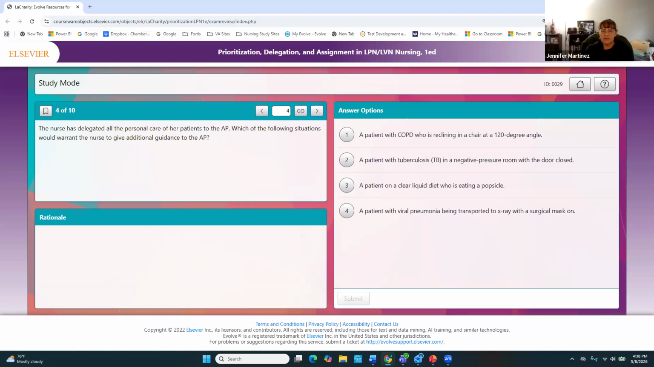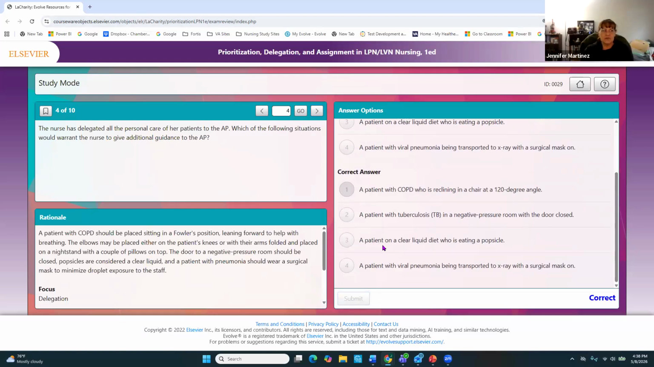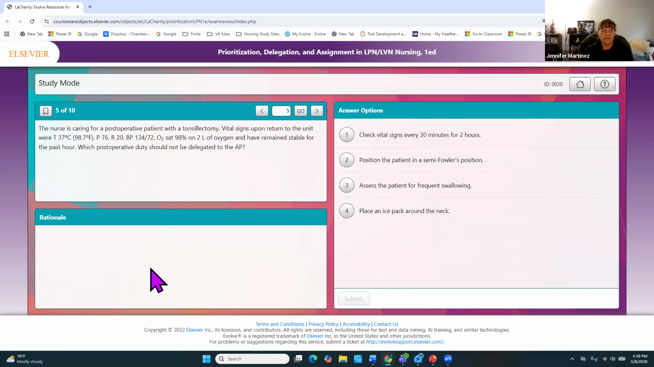All right, so those who have answered, the majority is 1. So yes, I've had this question before. Absolutely. Okay, patient with COPD, they should not be reclining at a 120-degree angle. They should be in a Fowler's position, right, or leaning forward. All right. I like this one.